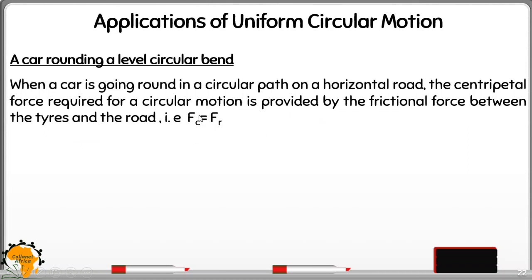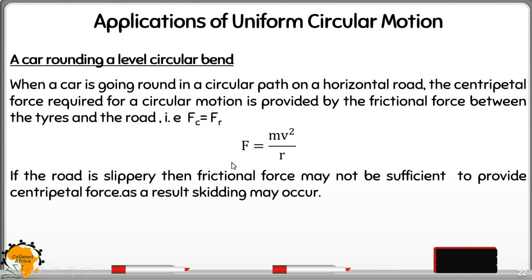Therefore, we can say that mathematically we have Fc is equal to Fr. But we know that our Fc is equal to mv squared over r. So this expression will also be used to calculate our friction force. But sometimes, when the road is slippery, that friction force may not be sufficient to provide the centripetal force. And as a result, skidding may occur.